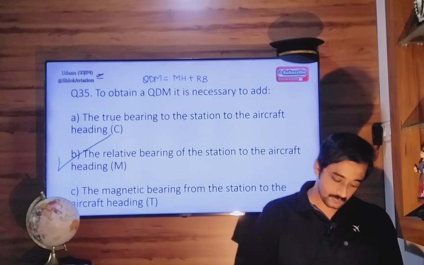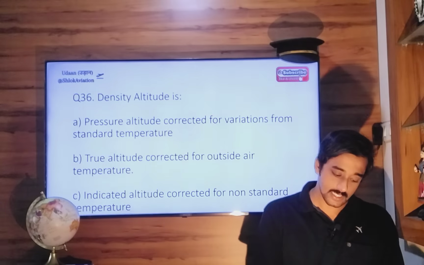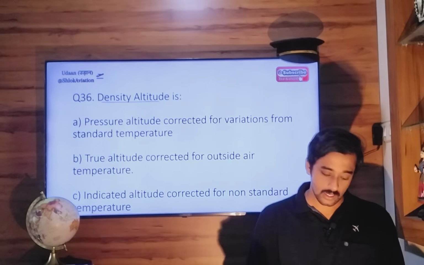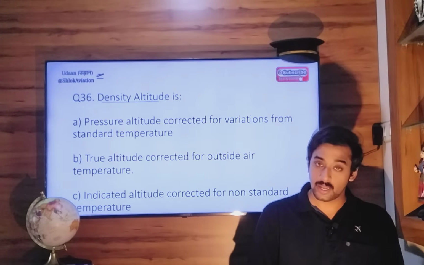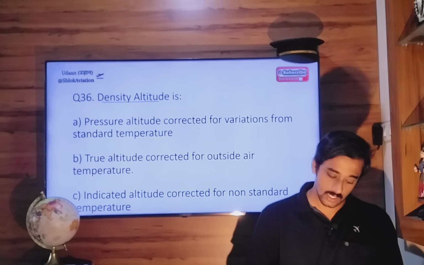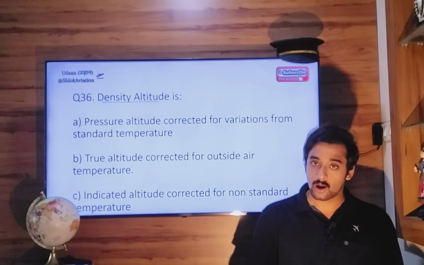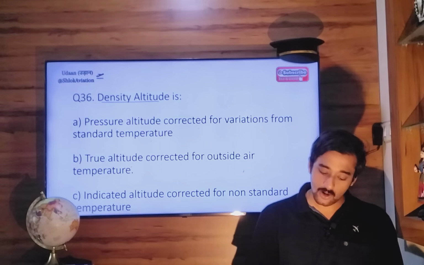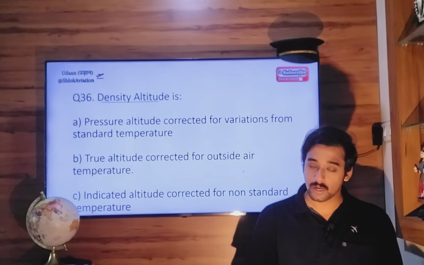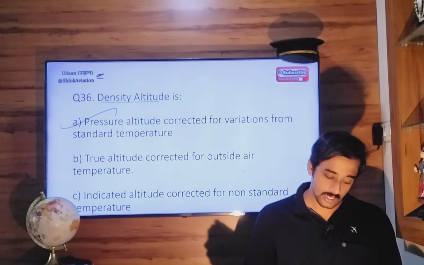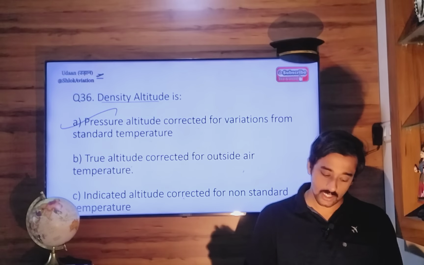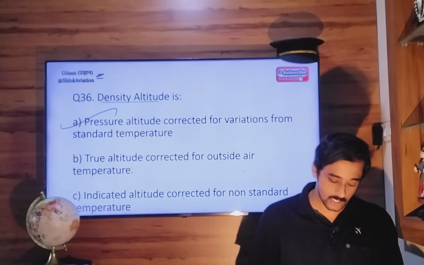Option Bravo. Question 36. Density altitude is what? Pressure altitude corrected for variation from non-standard temperature; true altitude corrected for outside air temperature; indicated altitude corrected for non-standard temperature. So it is pressure altitude corrected for variations from standard temperature.